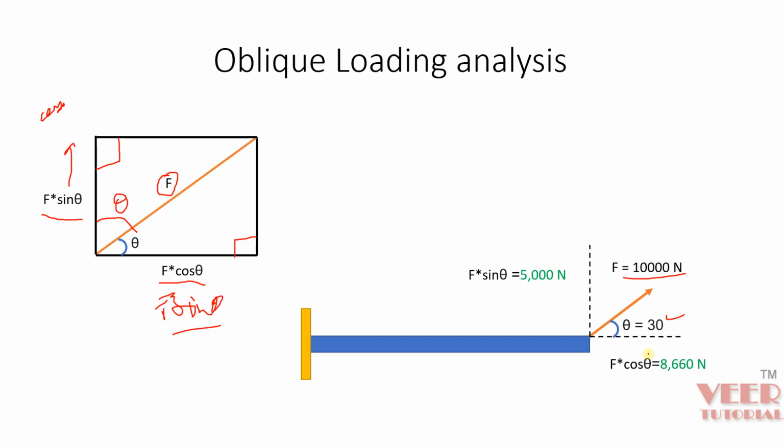So the horizontal component will be F cos theta. So F cos 30 degrees, and we find this value of force in Newton. In this situation, this is the x component, and here we will find the value of F sin theta. This is the y component. So this is Fy. So instead of this force, we are going to apply these two forces, this force and this force. So now let's go to Abaqus to understand this.